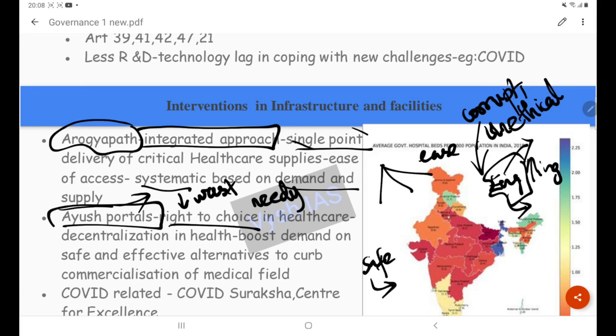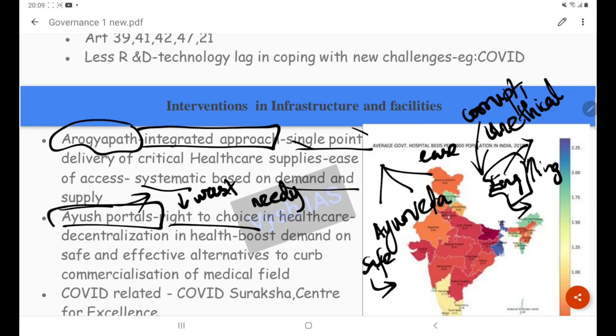India has a cultural heritage of Ayurveda and other medical systems, so you have to explore it. In this way you can offer the right to choice, and in this way we can ensure competition between different areas of health.